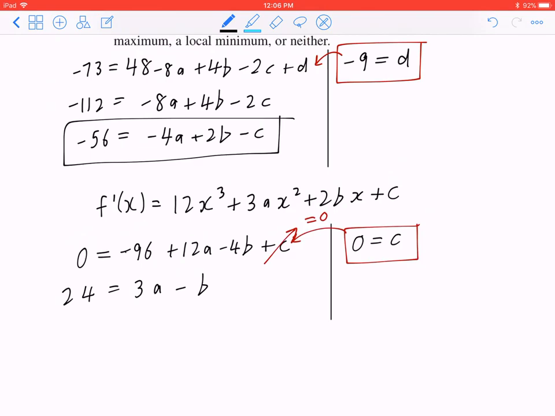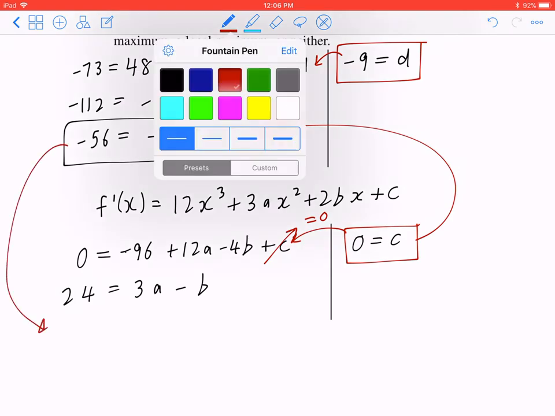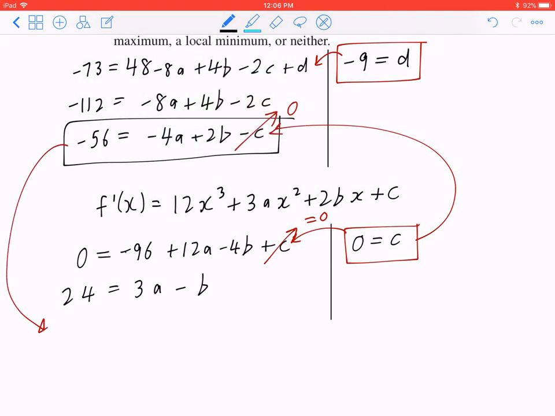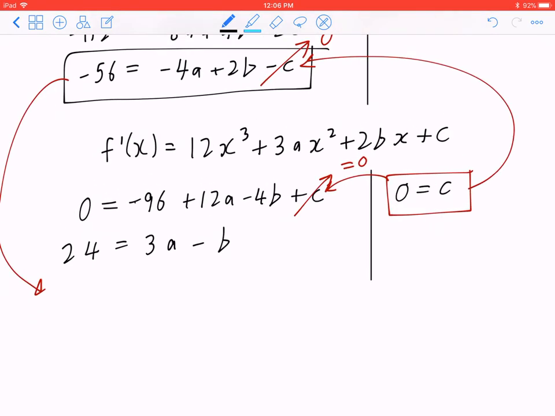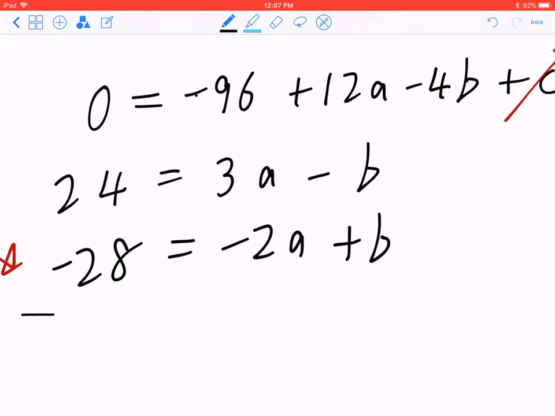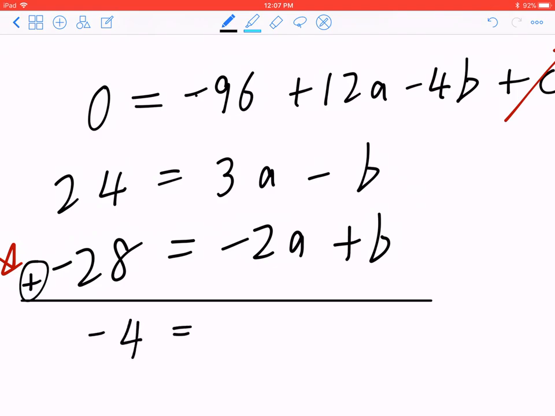Now, just like the previous example, right? You can also plug this back into the first box. That becomes 0, which you can now copy underneath as I'm dividing everything by 2. So this is -28, which equals -2a plus b. Again, my goal is to find a and b. I'm going to add this time 24 minus 28, or 24 plus -28 is -4. 3a plus -2a is going to be a. So a is going to be -4.